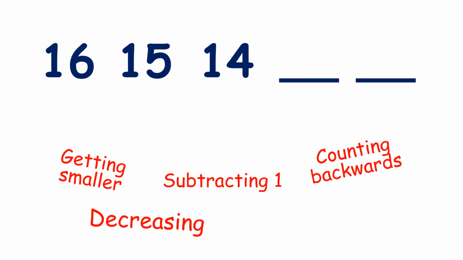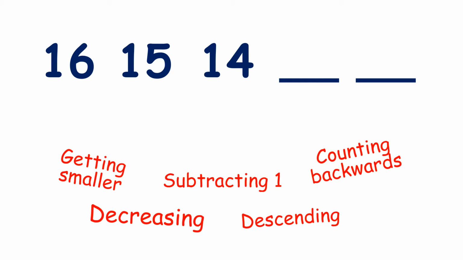You can say that the numbers are decreasing, which is a fancy way of saying getting smaller. Or you can say that the numbers are going in descending order, which basically means going down.